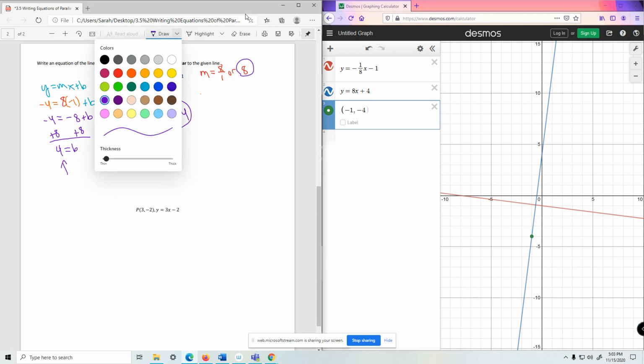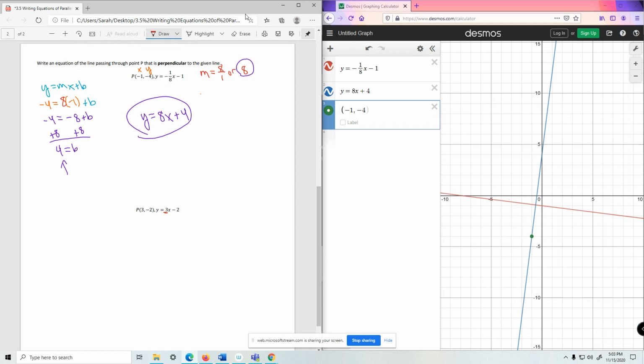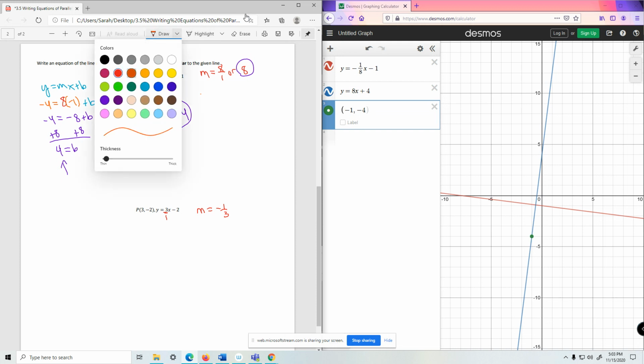One last one is another perpendicular problem. So my m is not going to be 3. 3 is the same as 3 over 1. So if I want to do the opposite reciprocal of 3 over 1, 3 over 1 is positive, so my m is going to be the opposite of that, which is negative. 3 over 1, when I flip that fraction over, becomes negative 1 over 3. So my slope will be negative 1 over 3.